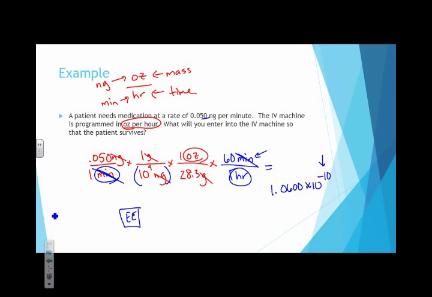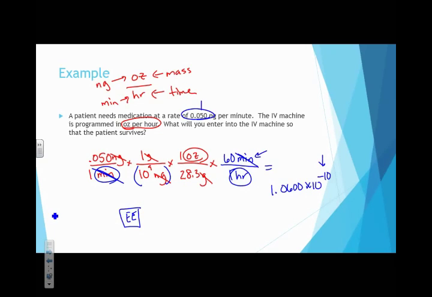But back to this problem. I only have 2 sig figs, this 5 here and this 0 because there was a decimal point. So I need 1.1 times 10 to the negative 10th, and it is in ounces per hour. Box my answer.